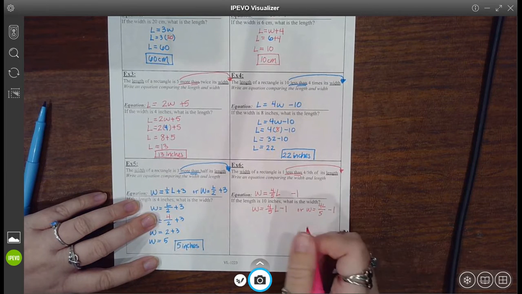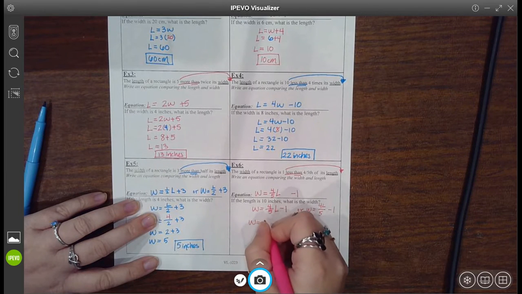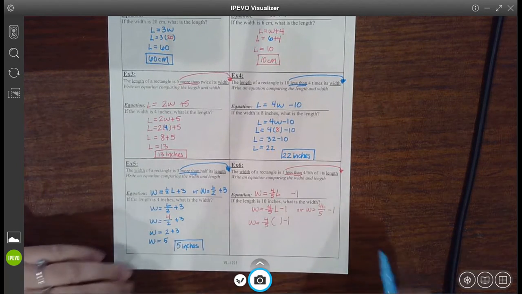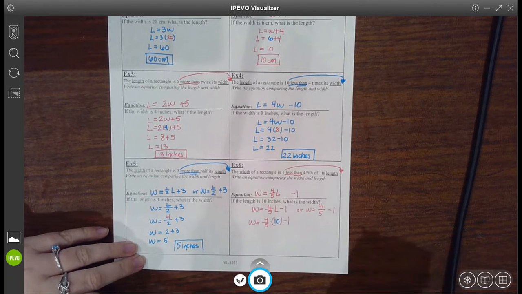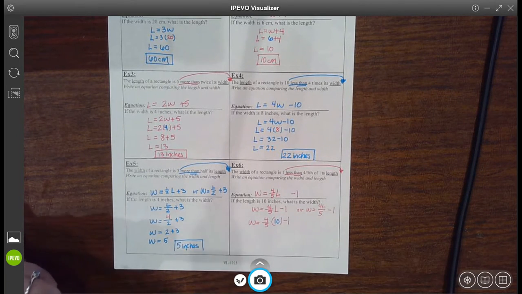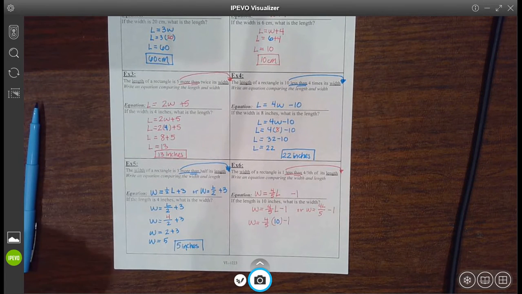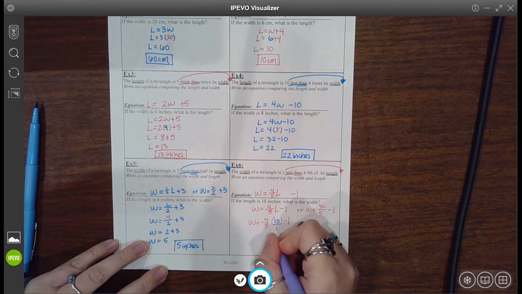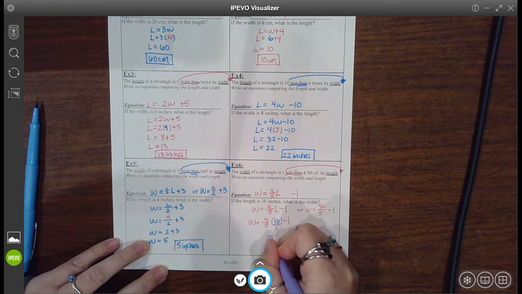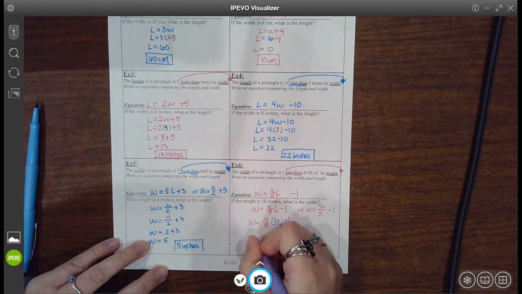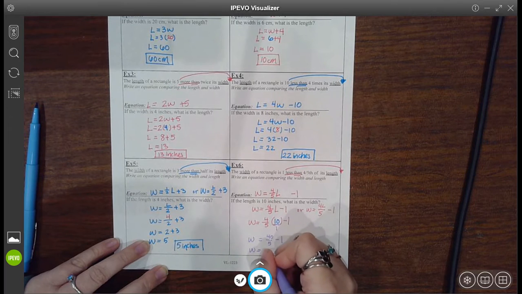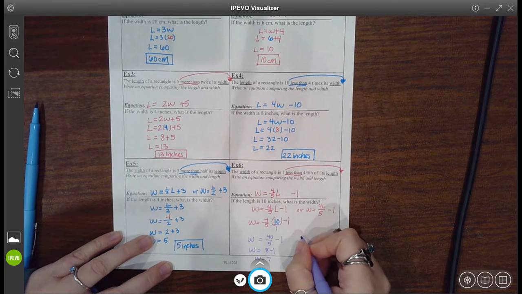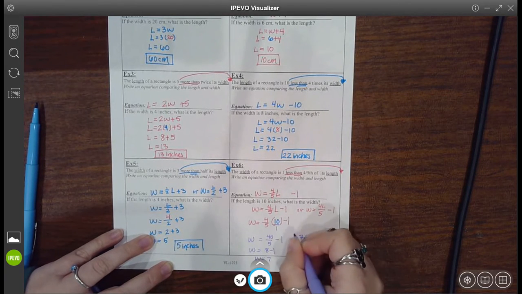All right, now let's go ahead and substitute in what they told me. They said W equals 4/5 times, they told me that the length is 10. So I'm going to replace the length with 10. And now let's go ahead and see if I can simplify that. Okay. Well, again, if you put this over 1, 4 times 10 is 40 over 5 times 1 is 5. Bring down that minus 1. And then 40 divided by 5 is 8. And 8 minus 1 is 7. 7 what? We were talking about inches.